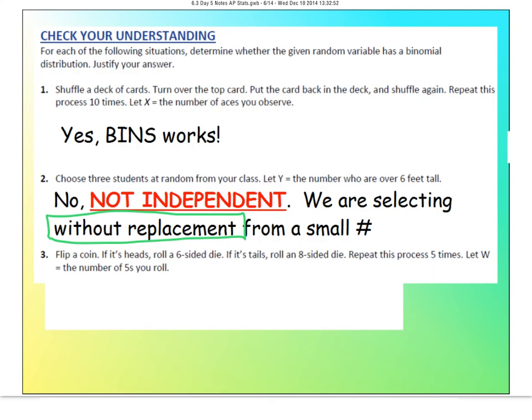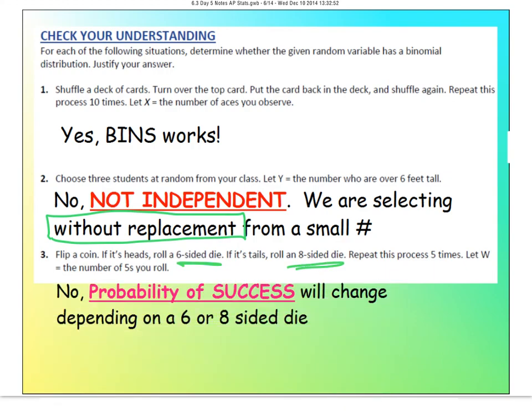Fine. Are they independent from each other? Sure, we start fresh every time. Is there a fixed number in terms of n? Yes, 5 times. How about the probability of success? Is that going to be fine? This is where the issue is. The probability of success is going to vary depending on if I get heads or tails. The probability with a 6-sided die versus an 8-sided die and my outcome is different. So this one fails under the probability of success and therefore is not a binomial distribution.